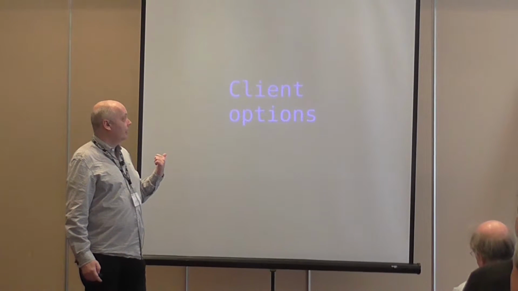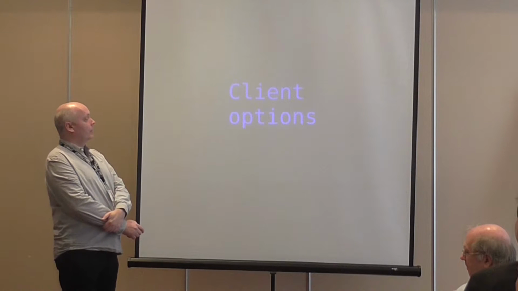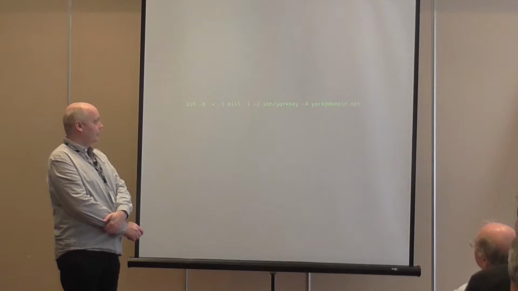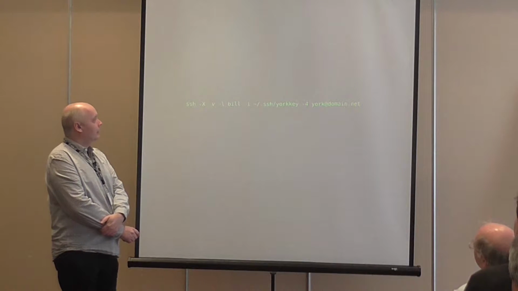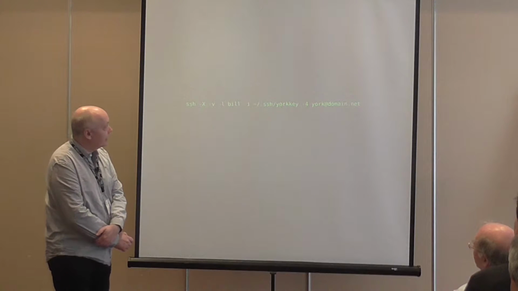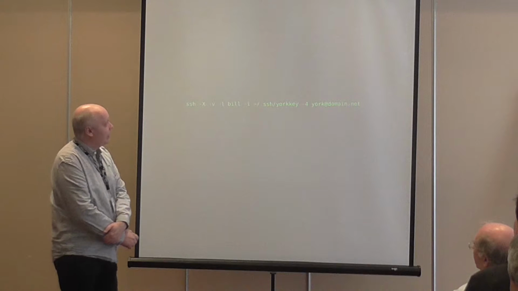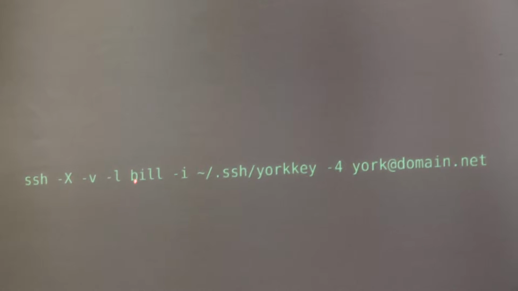To start off with, these are some fairly simple but useful configuration options you can use from the client end, which simplify the syntax for connecting and save you having to remember options. Now, I don't know if you can read that. This is a fairly long command for connecting to a fictitious server called York. Here you're saying that you want to allow X11 forwarding, assuming that's allowed at the other end. You're turning the verbosity level up to level 1, and you're logging in as a user called Bill.